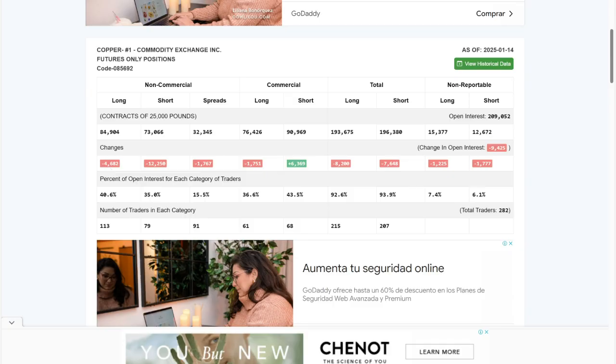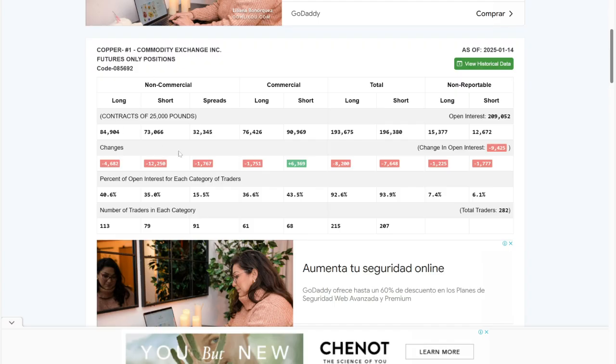Commercials are market hedgers. So they are usually on the opposite side of the market, okay? And at the same moment, as you can see, they are opening shorts. And if they are hedgers, this means that the probability that the price will continue higher is really high, okay? And then we have non-reportables. Non-reportables are usually retail traders, okay? Now, let's go on.